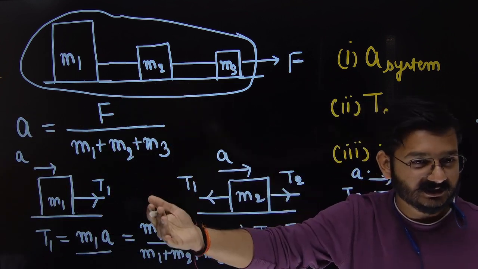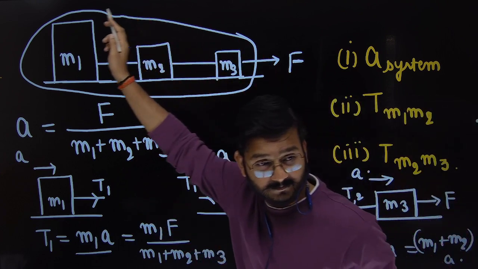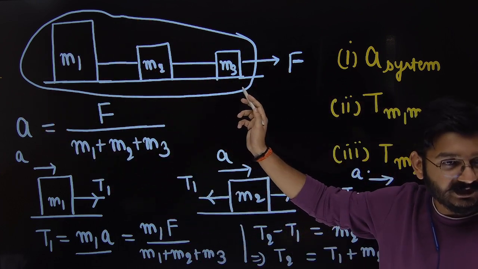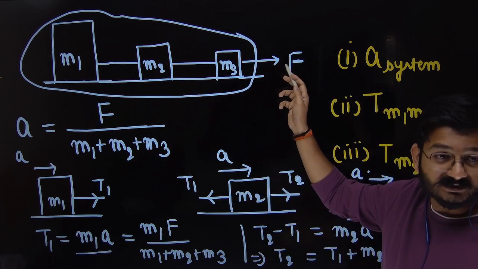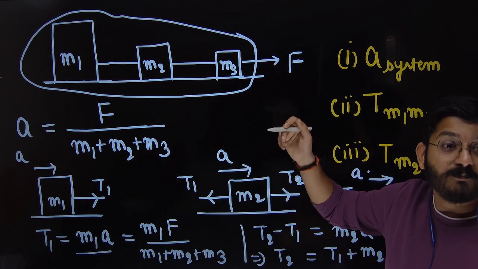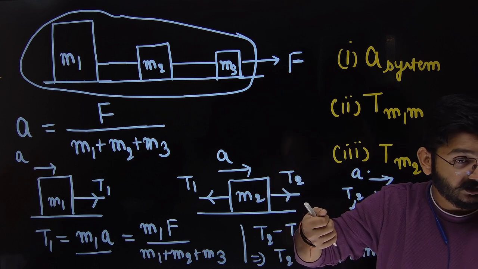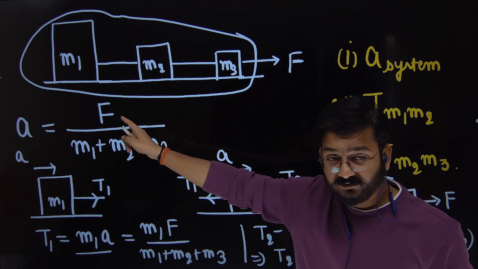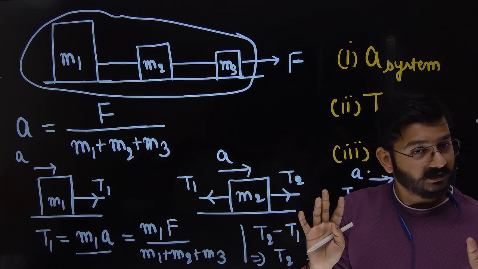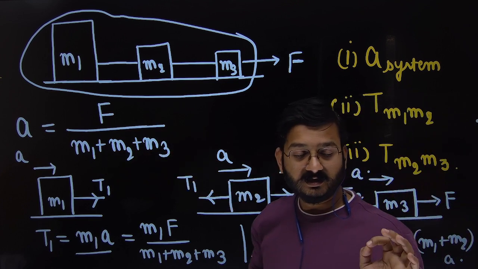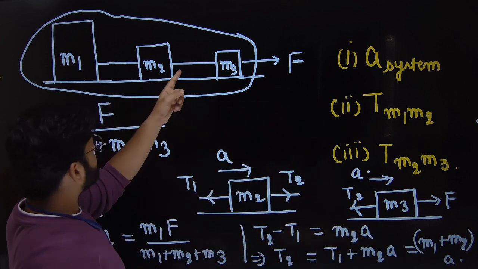So how do you find the common acceleration? Take this as a system. Don't see them individually. See them as a system. So what is the force acting on this system? External force or pulling force or driving force? F. So driving force divided by total mass of the system. Acceleration is clear. Now let's find the tension in this one and this one.